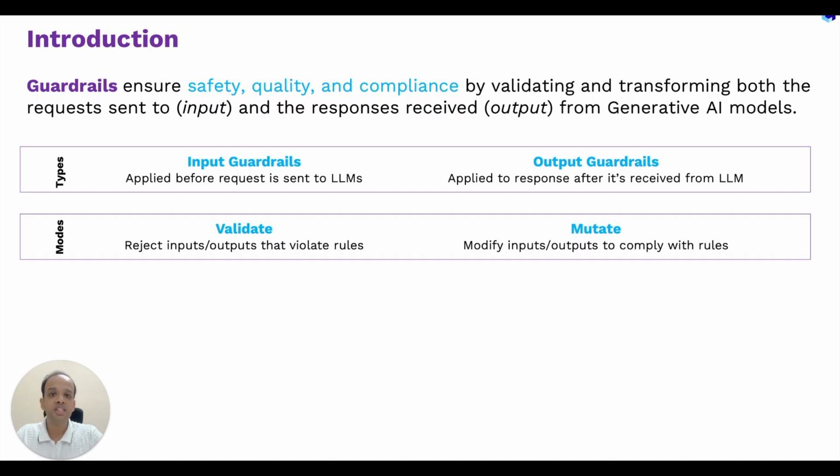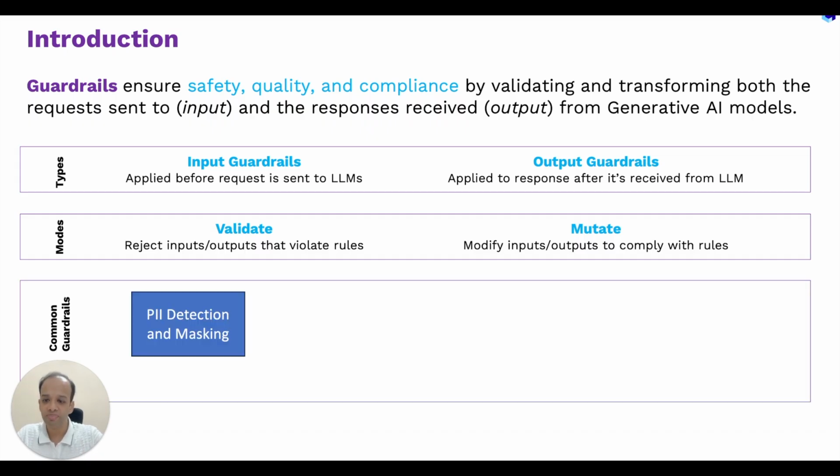And guardrails in general, both input and output, operate under two modes. One is validate, where the inputs or outputs which are violating the rules are rejected and everything is blocked, the data is not shown to the user. And then you have the second mode, which is mutate, where these specific inputs and outputs which are not complying with the rules are modified and made to comply with the rules. When we talk more about this, this will become more clear.